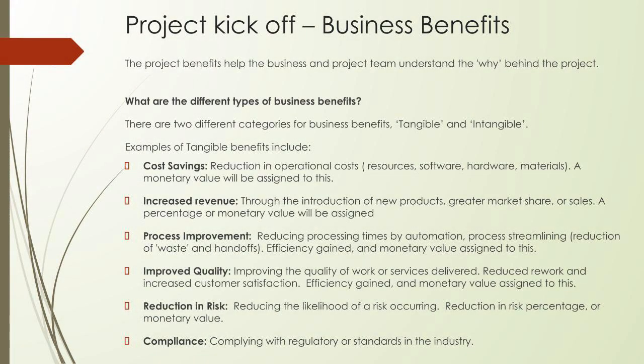As I said before, there's actually two different types of benefits, tangible and intangible. So the tangible benefits will always have a way of measuring them, and it may be by time or it may be by money or it could be a percentage. So the things that we would include in tangible benefits are cost savings, so reduction in operational costs. This could be by reducing the number of FTE you have, removing software costs, hardware costs, material costs, and you would have a monetary value assigned to this.